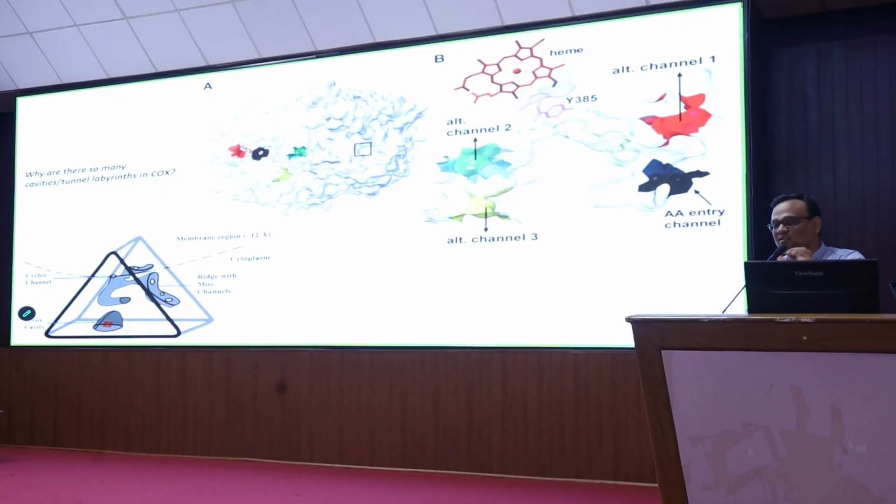When we saw the protein, we saw that there are arachidonic acid entry channels. Tyrosine 385 is the most important residue in the active site, a very deep active site of 25-30 angstrom. Tyrosine 385 is there and arachidonic acid squirms in and then it is converted to PGG2 and it comes out. There are so many channels. What is the role of all these channels? That is a question that nobody has answered. Why will it use only one channel? Why not other channels?